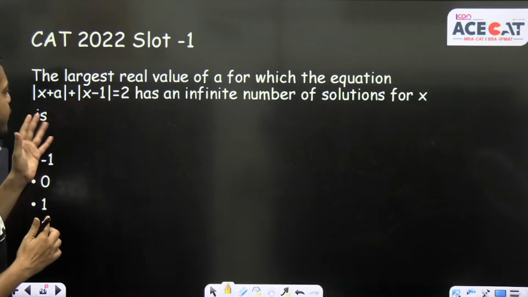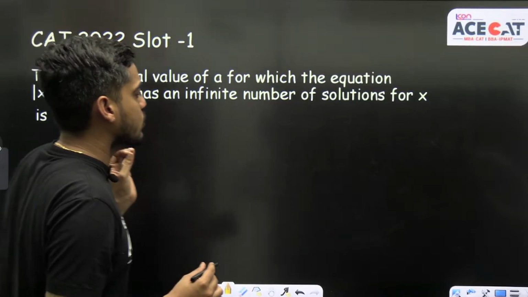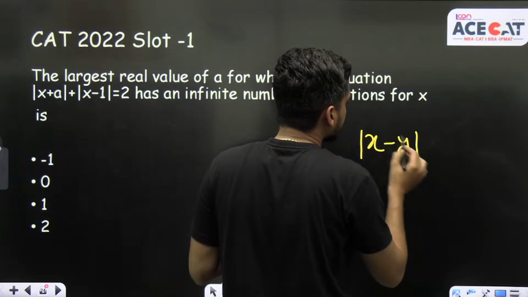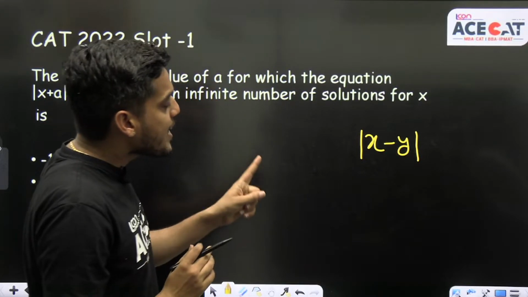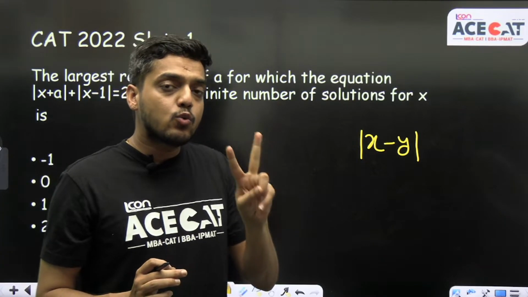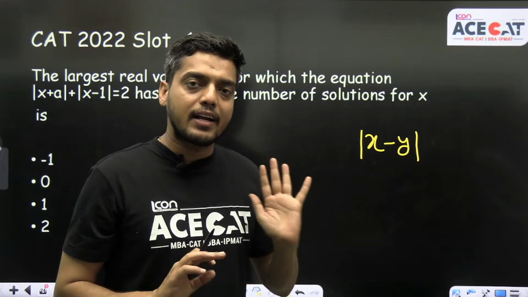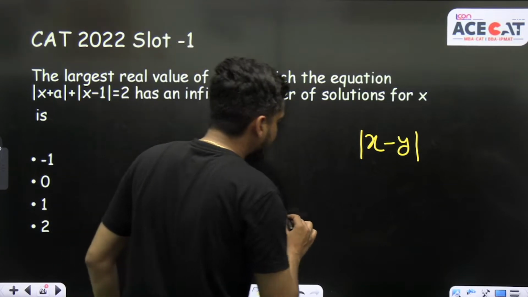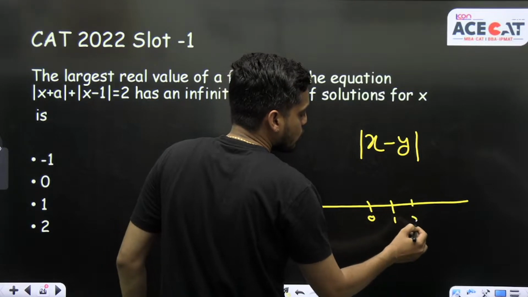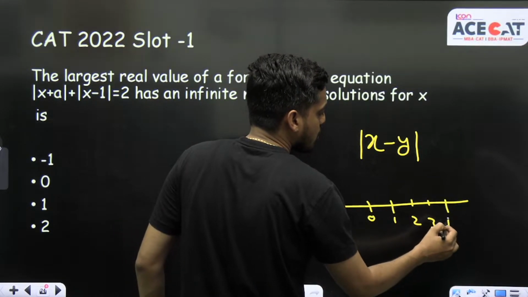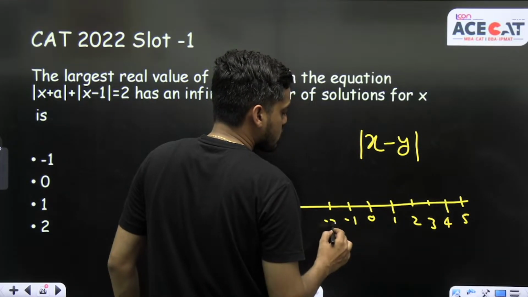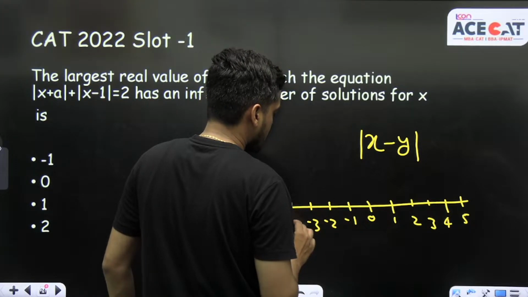Now, before starting the solution, you must know one thing. What is mod of x minus y? Mod of x minus y is nothing but the distance between 2 points x and y on the number line. That's it. For example, if I am making a number line here, it is 0, 1, 2, 3, 4, 5, and here we are having minus 1, minus 2, minus 3 and minus 4.